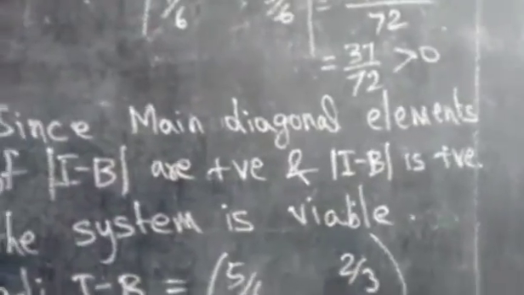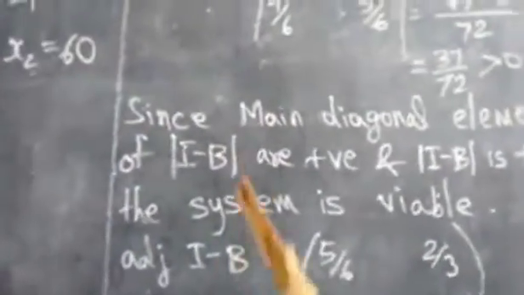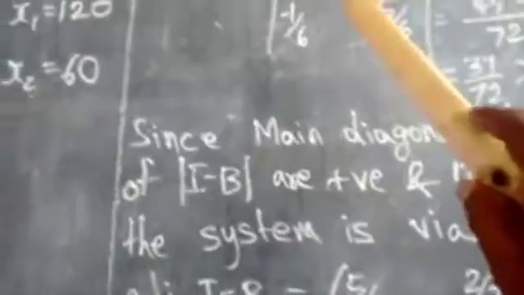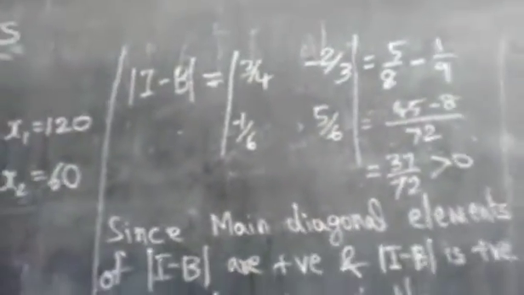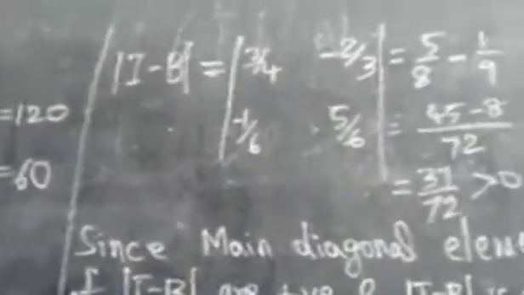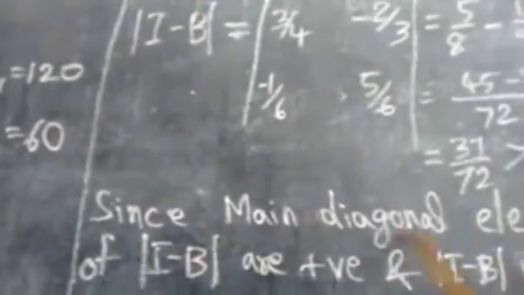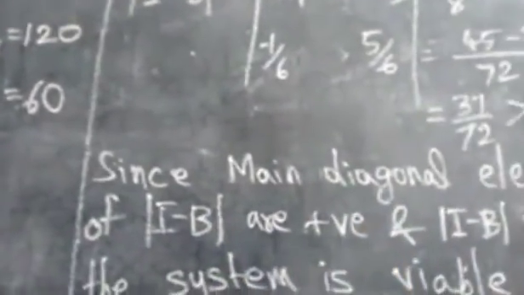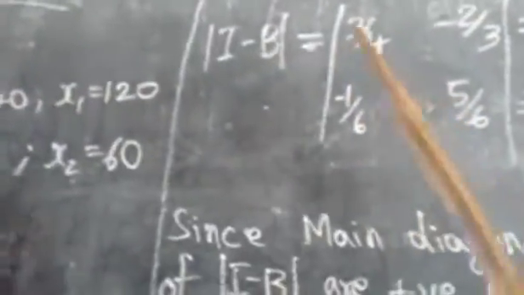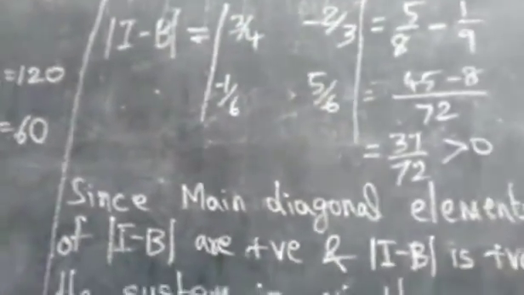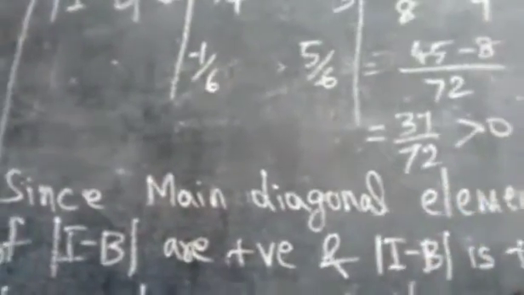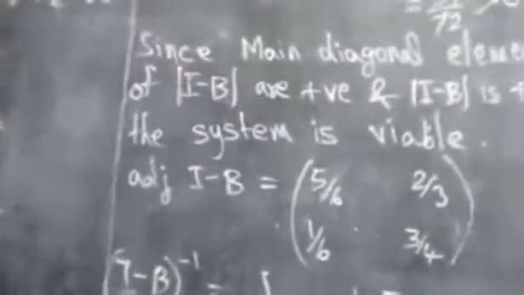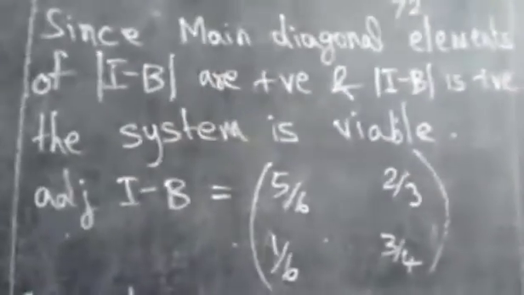Now what do you think about the main diagonal elements? Main diagonal elements only, this thing only. This is the main diagonal. Already I am saying this is also called the leading diagonal, principal diagonal. Since the main diagonal elements of I minus B are positive, is there any negative minus sign? Nothing. And what do you think about the determinant of I minus B? It is also positive because it does not contain a negative sign. So what do you say? We can simply say the system is viable.